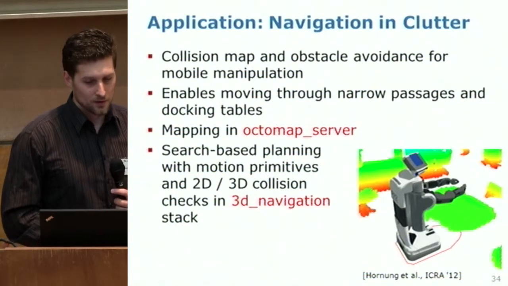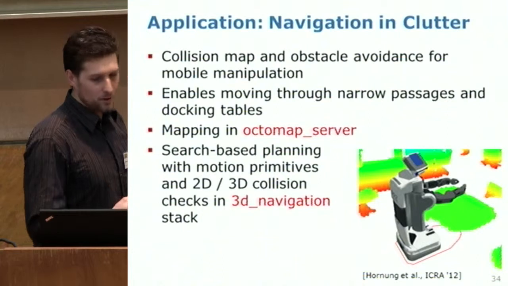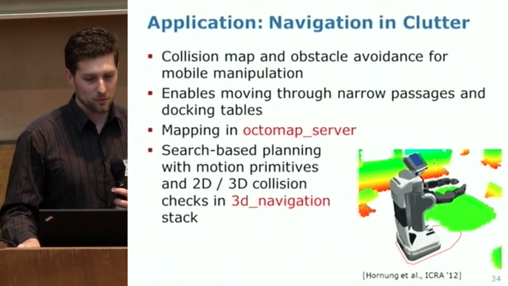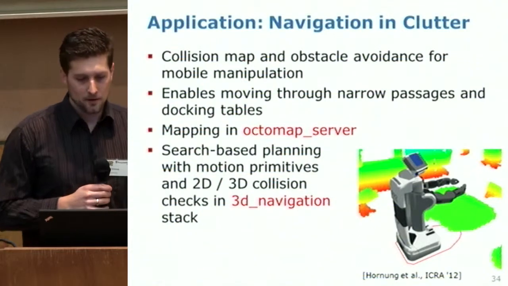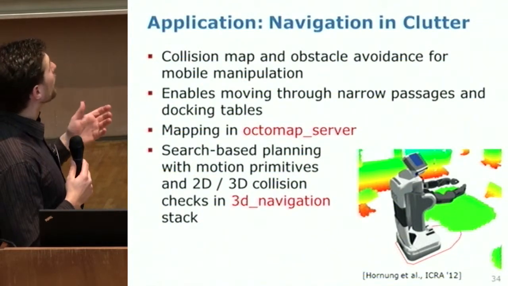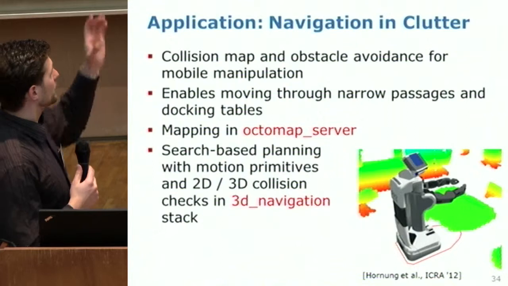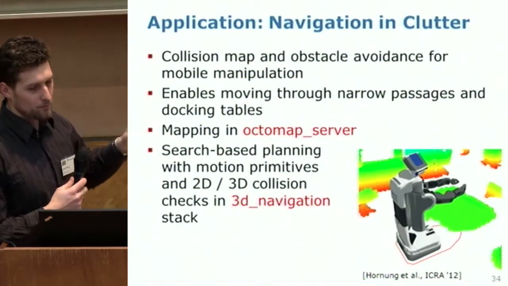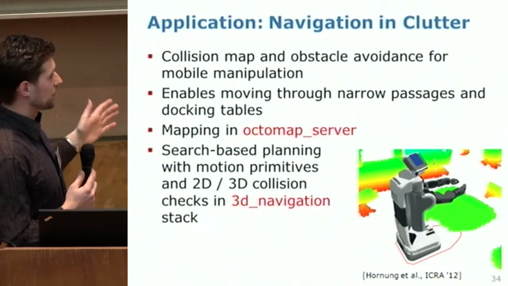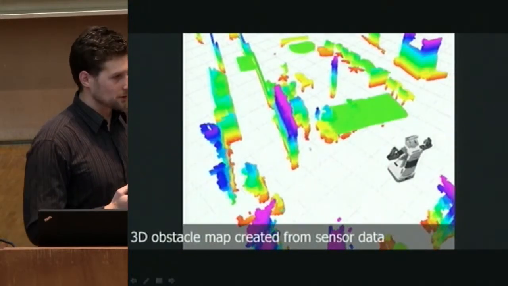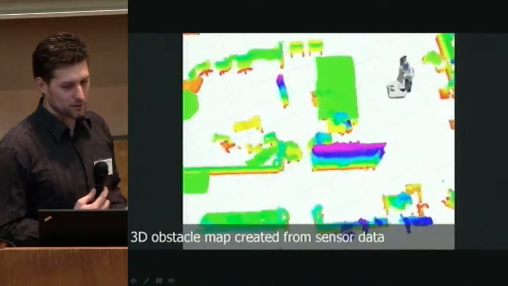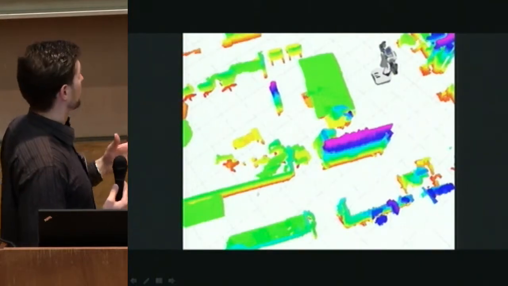Another use case is navigation in clutter or mobile manipulation. Here we're building also a collision map with OctoMap, updating it while the robot drives around. If we then perform whole body collision checks of the complete robot mesh model, this enables us to actually drive the robot autonomously to a table, to dock under it. It doesn't need to be teleoperated. And it also will allow us to traverse narrow passages.